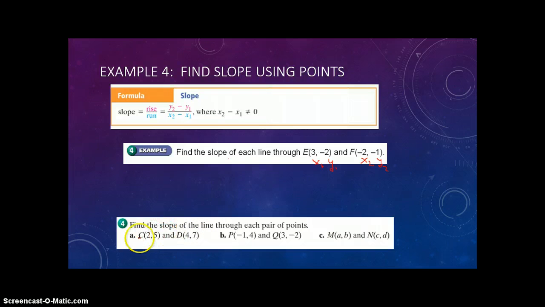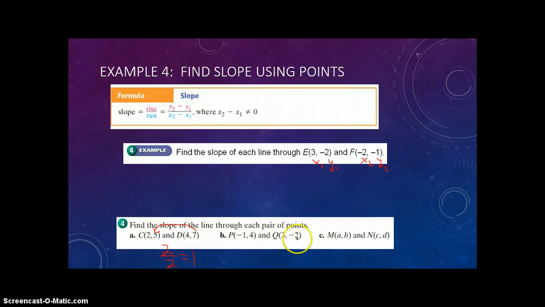I'm going to take the first one. So I'm going to call this the D my point 2 and the C my point 1. And 7 minus 5, so again I'm going from this, I'm going in this direction. 7 minus 5 is 2. And 4 minus 2 is also 2. And 2 divided by 2 is 1. So the slope of the first 2 points is 1.